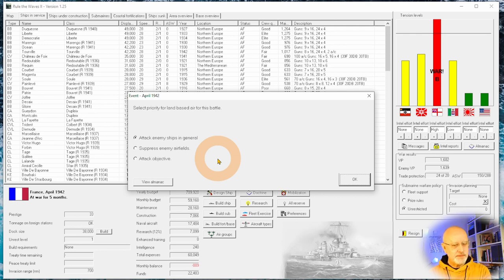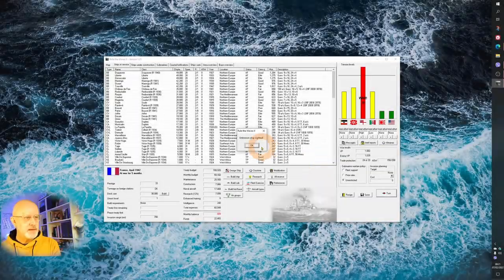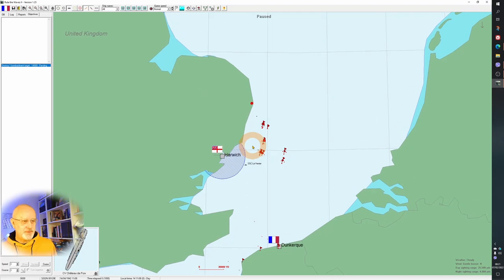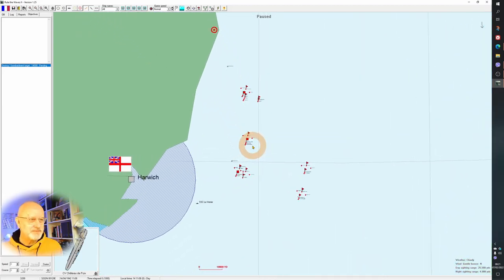Suppress enemy airfields. Attack enemy ships in general. Well, I mean, you can't do any wrong. Suppress enemy airfields, attack the objective. I certainly don't want to attack the objectives. I think I'm going to try and suppress the enemy airfields so that they're less of a threat. They can mount fewer raids on me. That seems to be a good idea. And we're straight in, no nonsense.